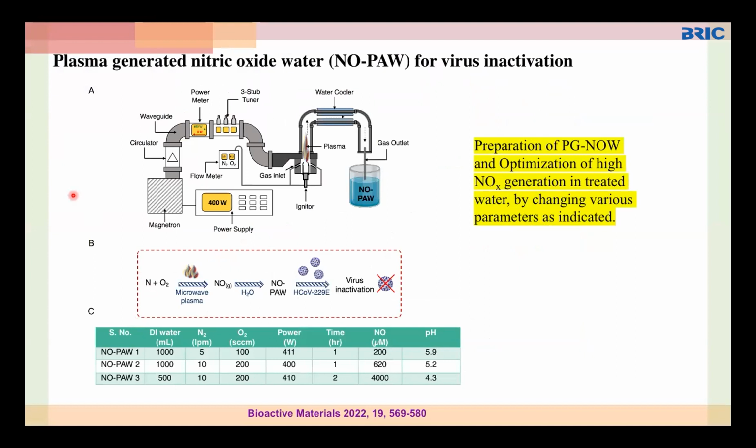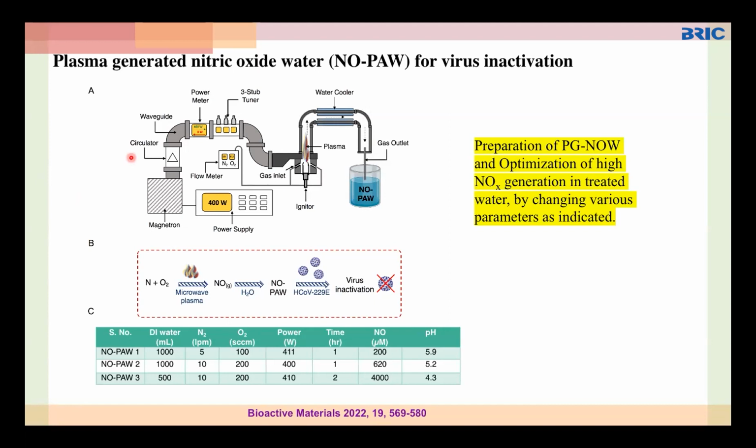Further, we planned to make a very specific plasma treated water in which we have just NO, because NO is very safe for human beings. At some concentration, we can treat human beings with NO species. NO is a very nice biosignaling molecule inside the human body. It controls the heart, blood vessels, and even the nervous system in many ways.